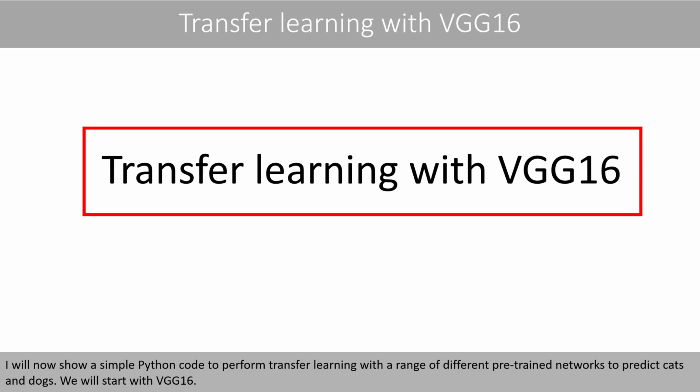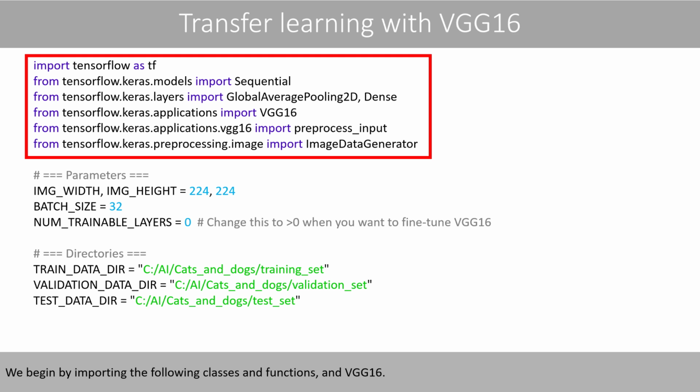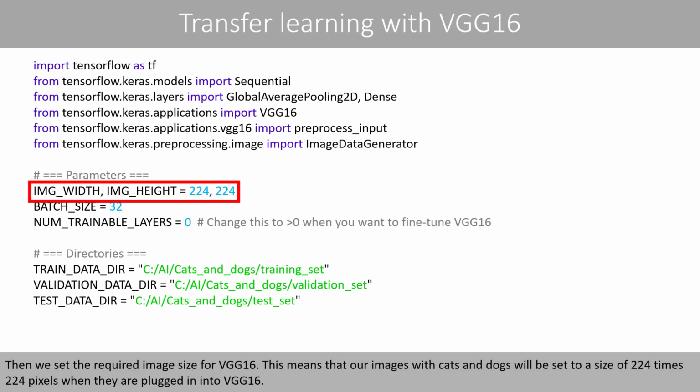I will now show a simple Python code to perform transfer learning with a range of different pre-trained networks to predict cats and dogs. We will start with VGG16. We begin by importing the following classes and functions in VGG16. Then we set the required image size for VGG16.